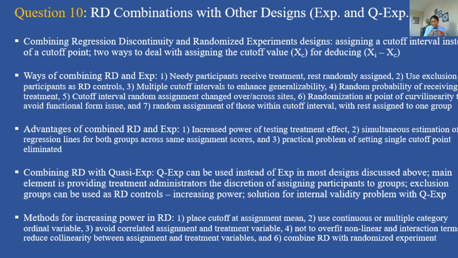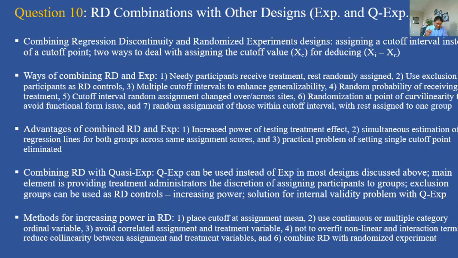So if you remember the equation we saw, for the regression coefficient of the treatment effect on the variable, we choose the computation xi minus xc, where xc is the cutoff value for the assignment variable, whereas xi is the value of the assignment variable anywhere along the continuum. So choosing that xc is what is sometimes problematic in this combined design.